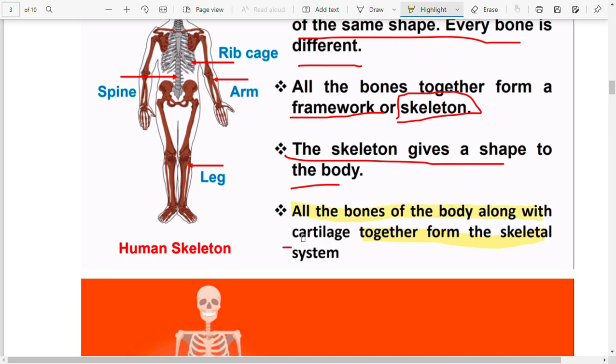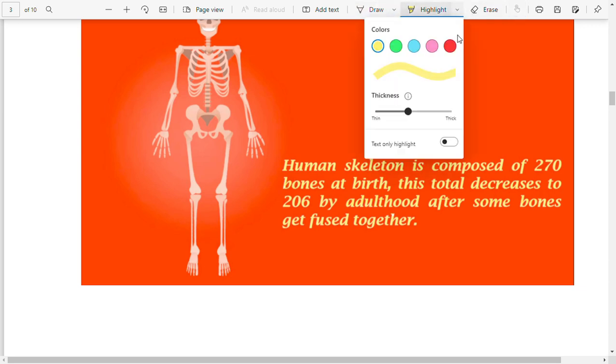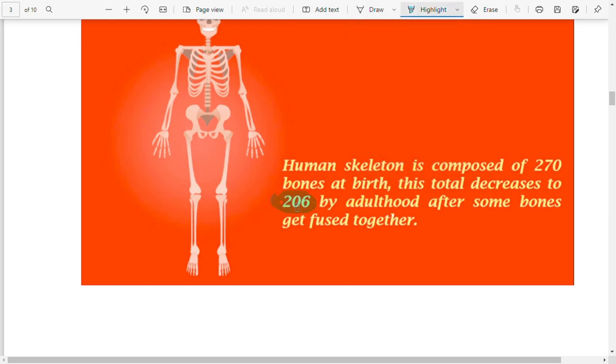So today we are going to examine the skeletal system. Please pay attention. The human skeletal system is composed of 270 bones at your birth. But afterwards the total decreases to 206 bones by adulthood, because some bones get decomposed or fused. So it gives rise to 206 bones.